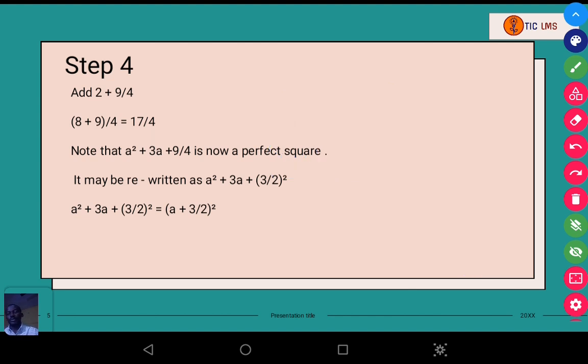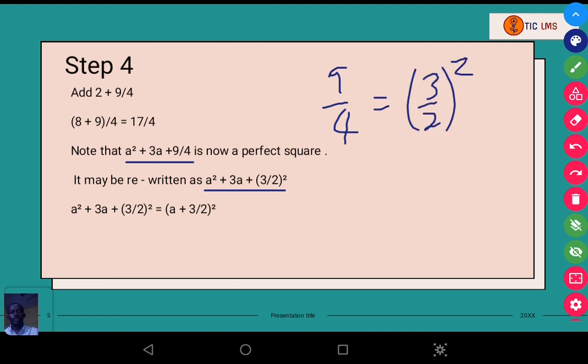Okay, now it says that note that a squared plus 3a plus 9 over 4 is now a perfect square. It is now a perfect square. Now take note that 9 over 4 can be rewritten, so a squared plus 3a plus 3 over 2 all squared. So we are saying that 9 over 4 is the same thing as 3 over 2 squared, because 3 squared is 9 and 2 squared is 4.